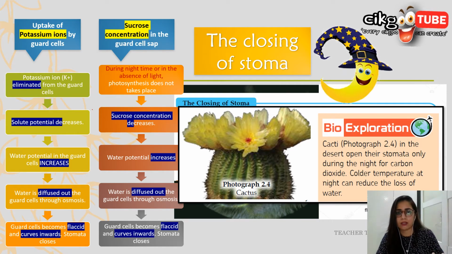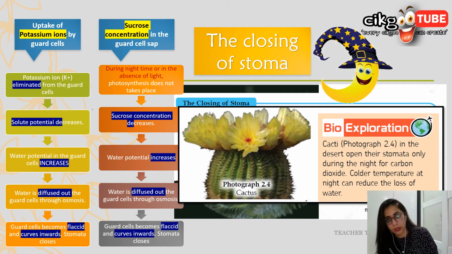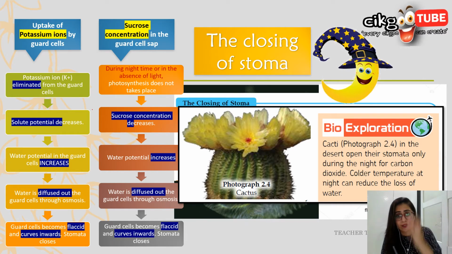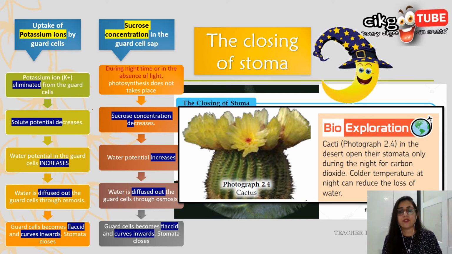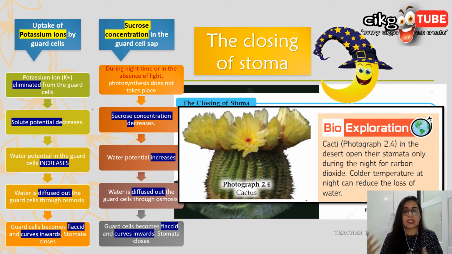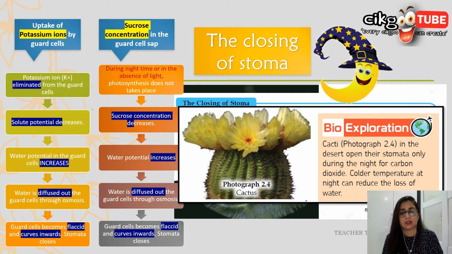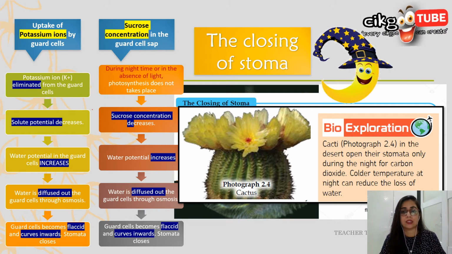So yeah, this is one example, of the cactus, where they open their stoma only during the night for carbon dioxide because of the too high temperature, because they live in a desert, right? So the colder temperature at night can reduce the loss of water. So yeah, that is one difference in plants in different regions.